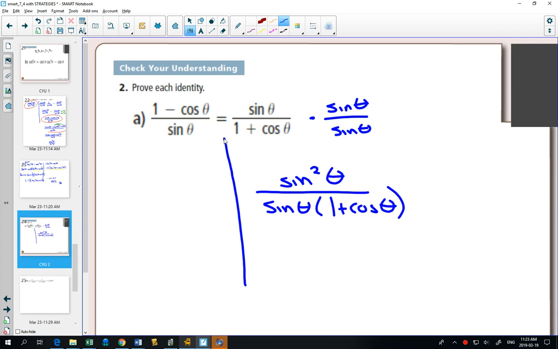A strategy that I'm introducing here: I multiplied the right side by sine theta over sine theta. That made my denominator sine theta times 1 plus cos theta. If I multiplied this side by 1 plus cos theta, top and bottom, I'm multiplying by 1 again. Can you see that at least I make my denominators the same? And that gets it a little bit closer.